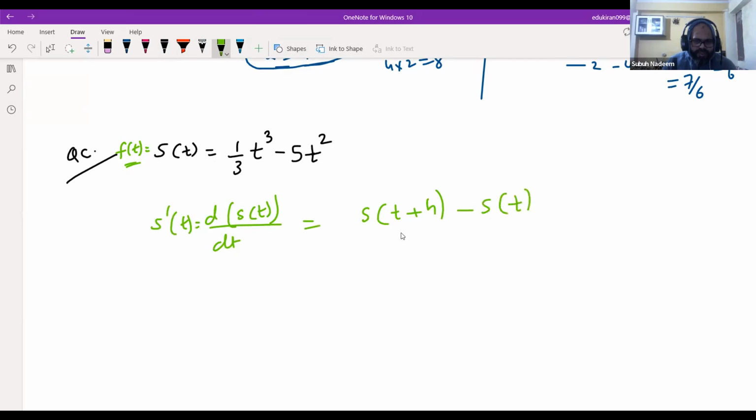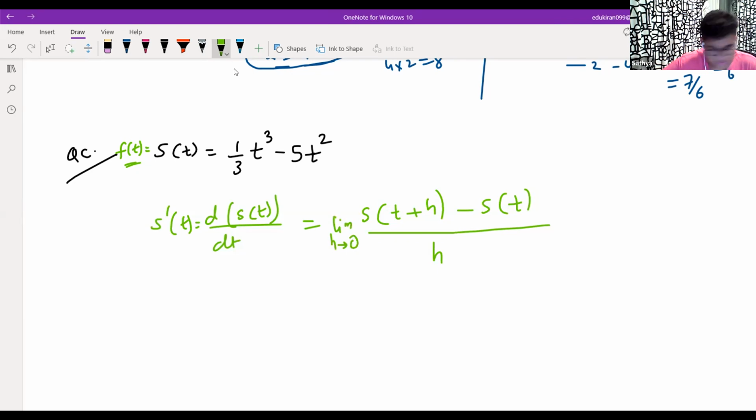Here t we are using instead of x, that is the variable. Whichever variable you can take, it is not necessary that you always take x as the variable. You can take t also. And function, it is not necessary you denote as f. You can use s also. You can use another letter also. By h, limit h approaching 0. So what is d by dt? d of s of t by dt.